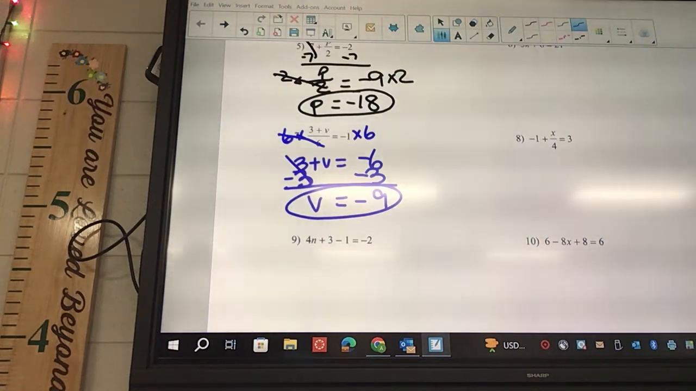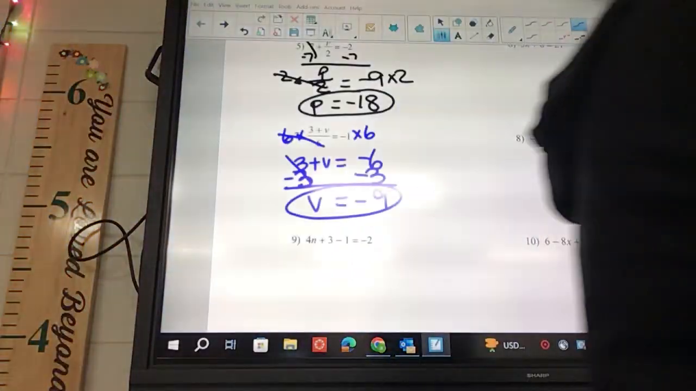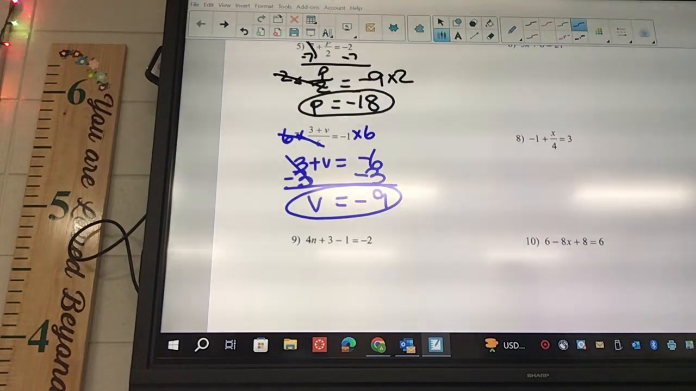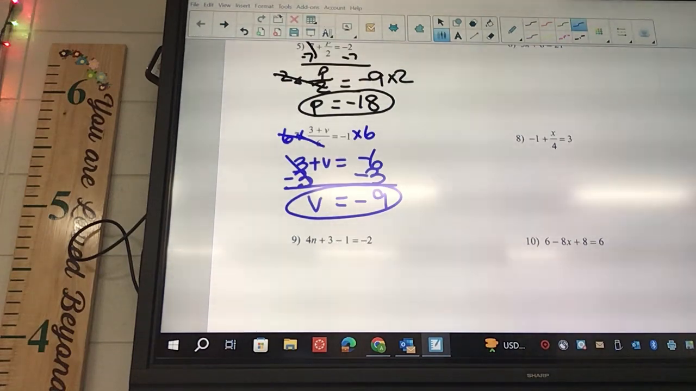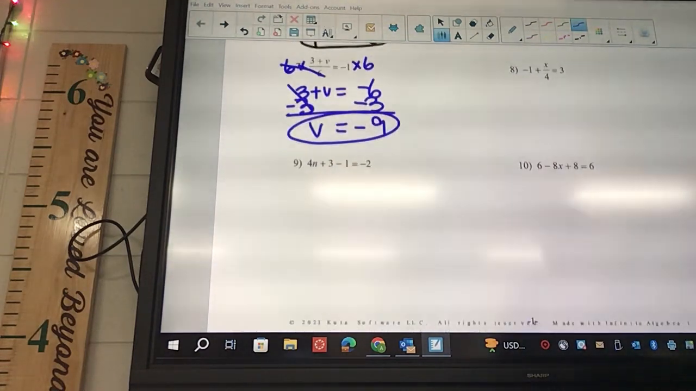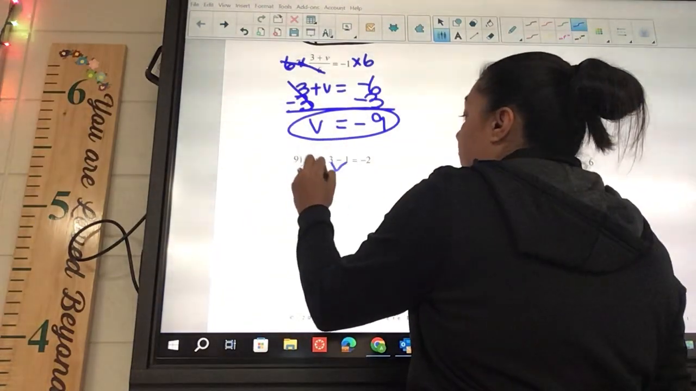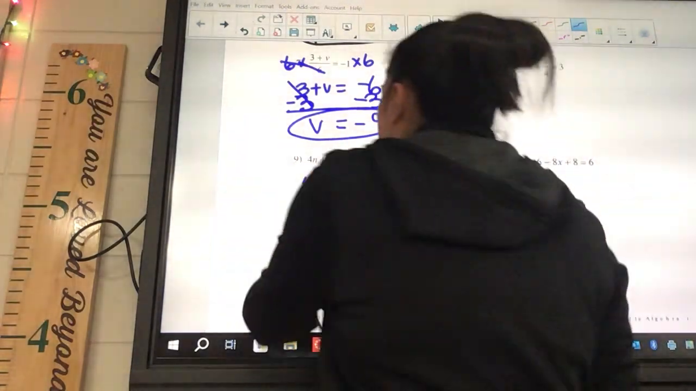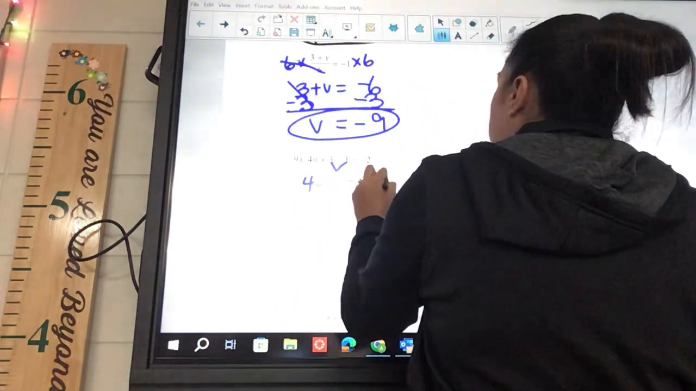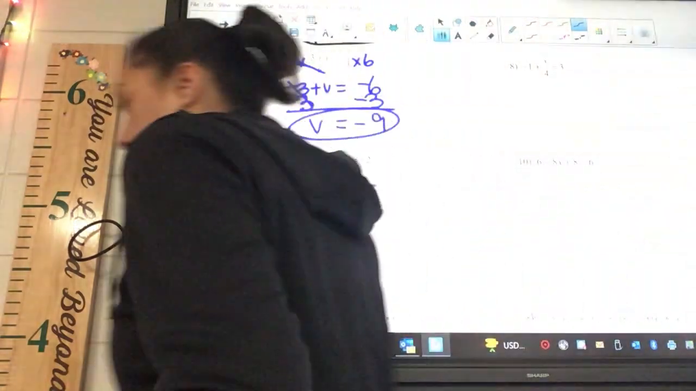Okay, number 9. What needs done first? Okay, who can get put together? The 3 and the 1 can get put together. They got the same last name, which is no last name. Okay, so what is 3 minus 1? 2. So I'm going to get 4n plus 2 equals -2.